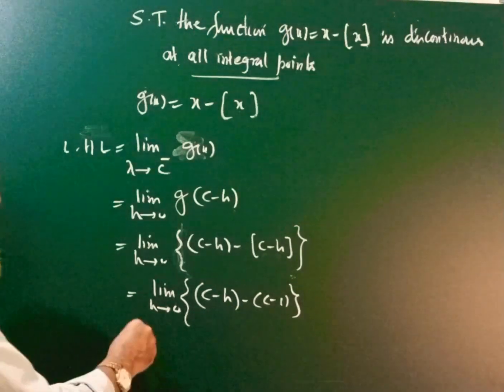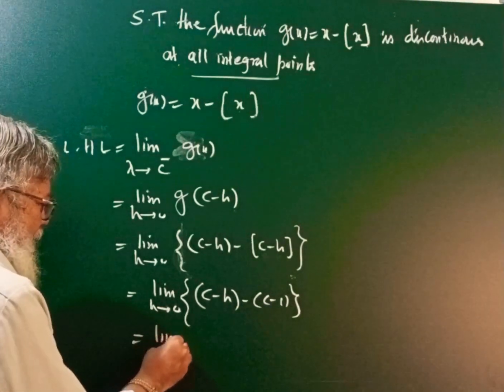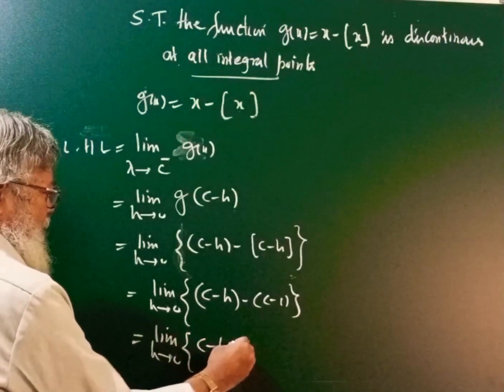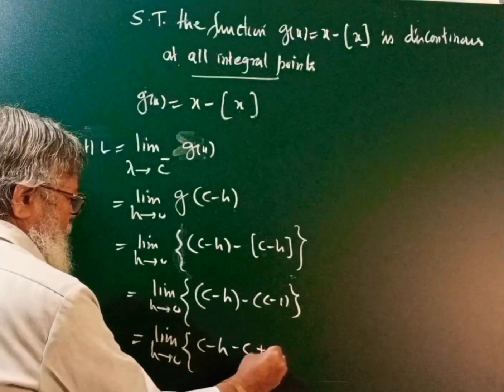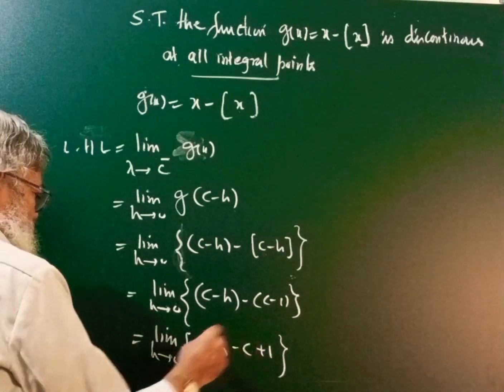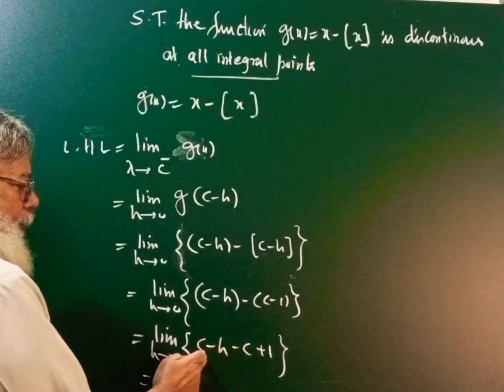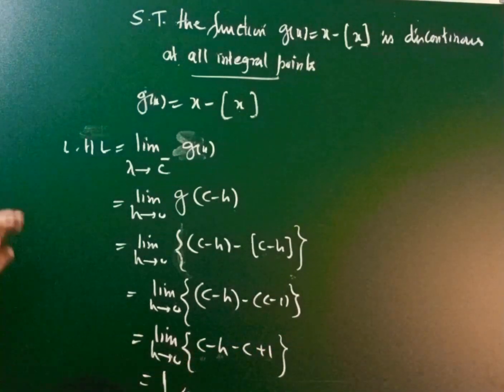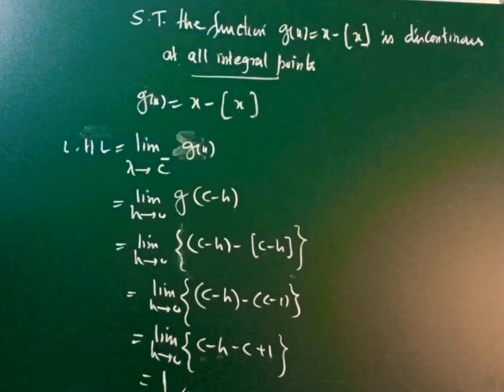So that is equal to limit h tends to 0, c minus h minus c plus 1. Now you can see minus c plus c get cancelled, h tends to 0, and the value will be 1. This is the left hand limit of this function.